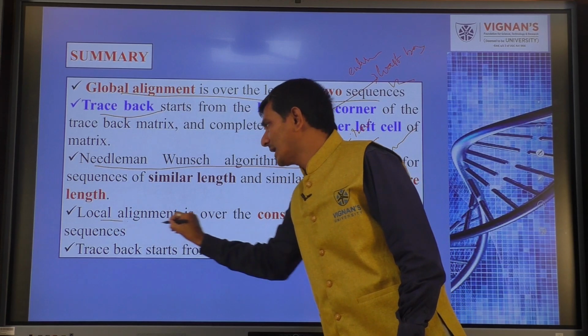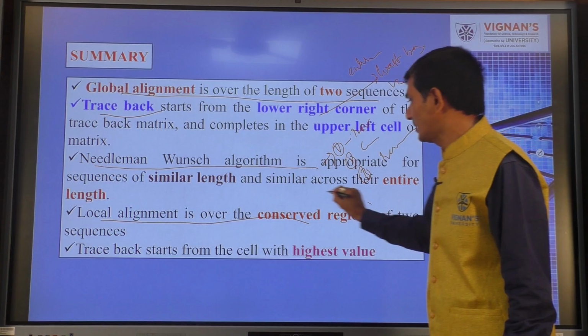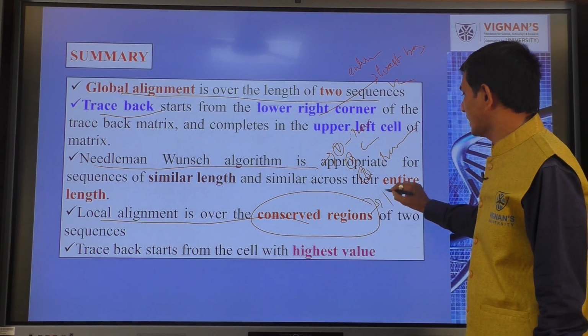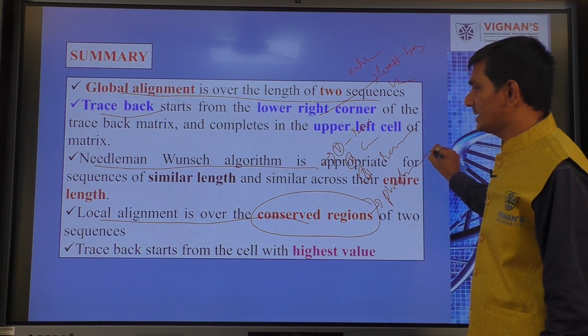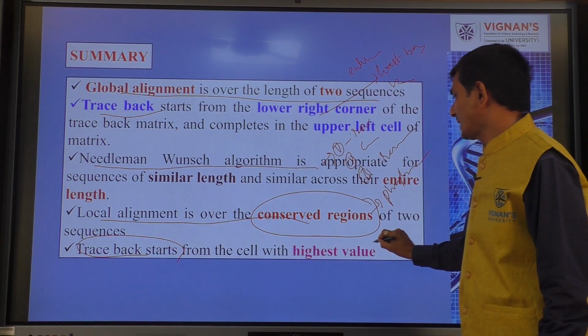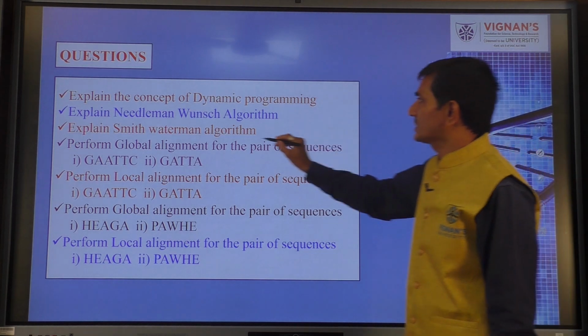Coming to local alignment, it is defined as alignment of a pair of sequences along their conserved regions, mainly used in phylogenetic studies. With respect to the traceback in local alignment, traceback is done from the box with the highest value. These are the possible questions.